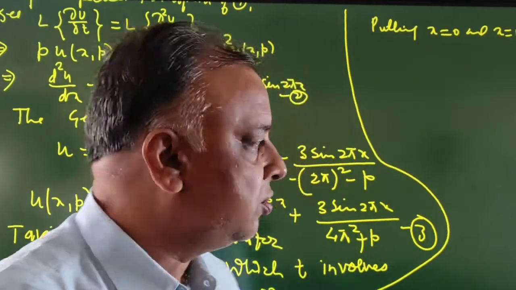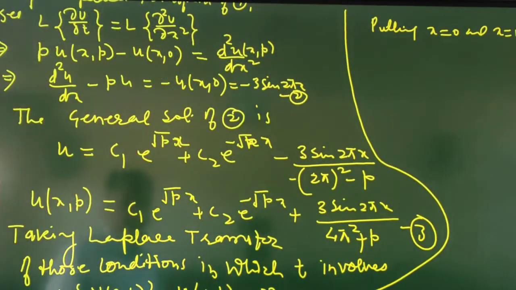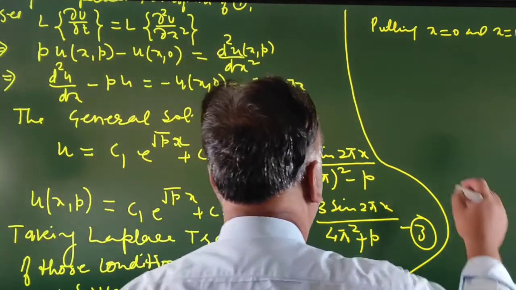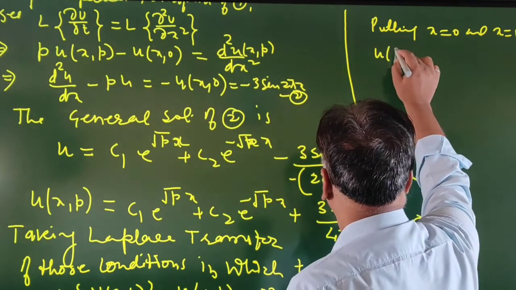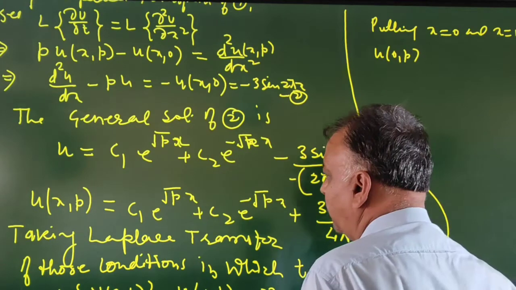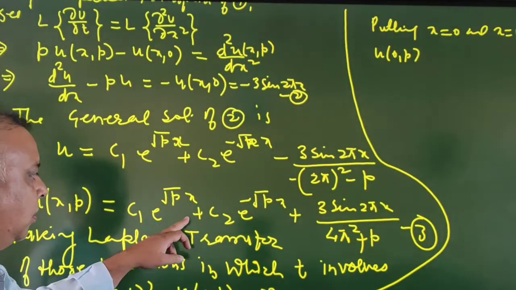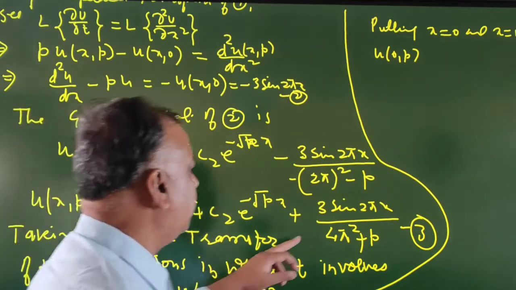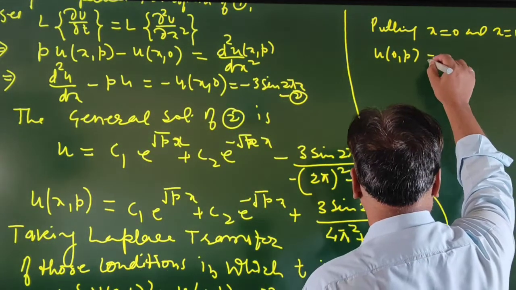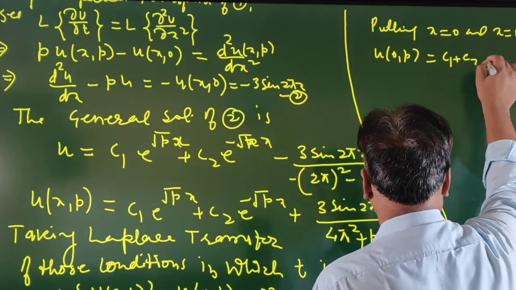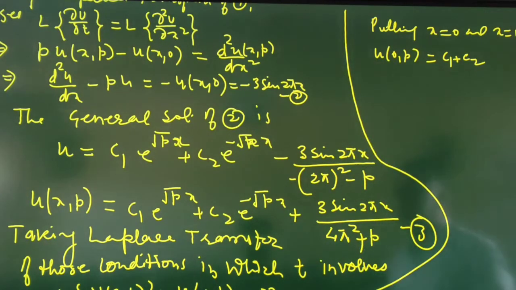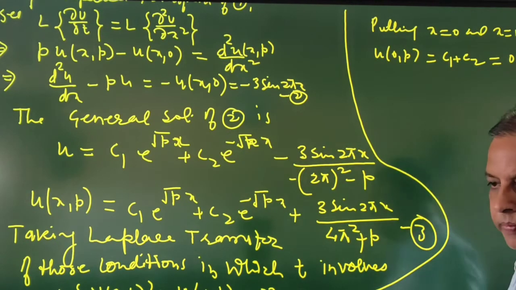If we put x = 0, then we get u(0,p) = c1 e^0 + c2 e^0, so c1 + c2. And we have found by equation 4 that u(0,p) = 0. So c1 + c2 = 0, number 5.